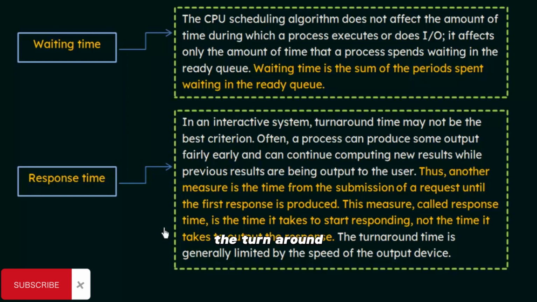As I told you, the turnaround time is generally limited by the speed of the output device. You have your computer screen, which is an output device. If the output device is slow, the video file may take a little bit of time to load, but the response is already produced in the background. That means the process is already executed, saying, load this. That is what we mean by response time. We want to measure the time from the submission of request until the first response is produced. So in interactive and quick systems, this is a good criterion to measure the efficiency of an algorithm.